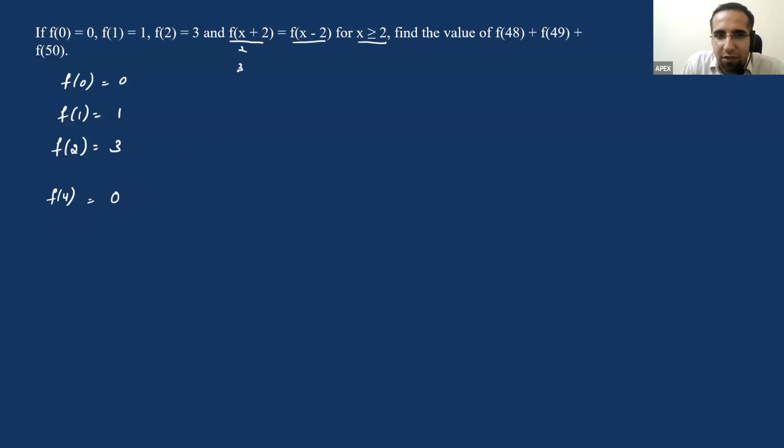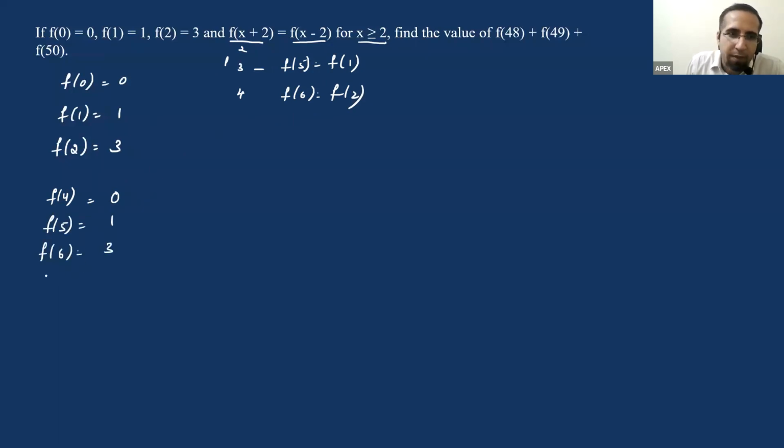Similarly, if I replace x = 3, we will have f(5) = f(1). If I replace x = 4, I will have f(6) = f(2), and so on. So f(5) = f(1), f(6) = f(2). Similarly, what is f(7)? I replace x = 5, that is equal to f(3). We do not know the value of f(3), no problem.